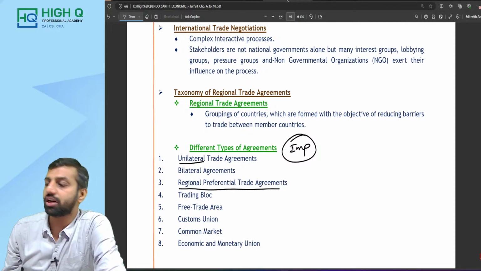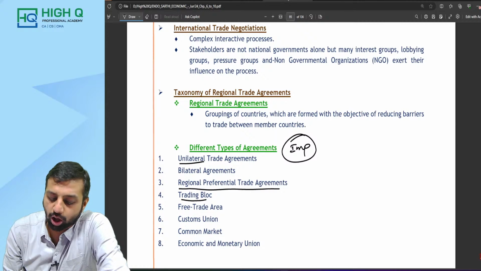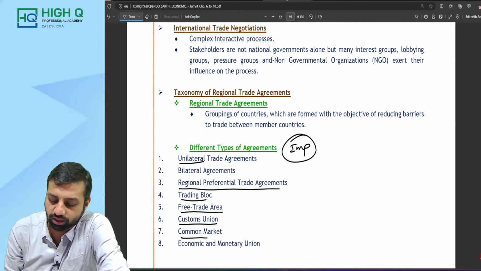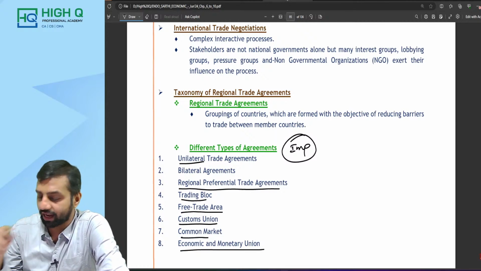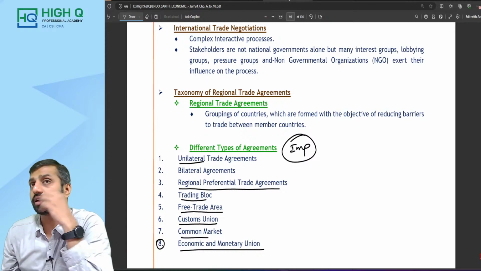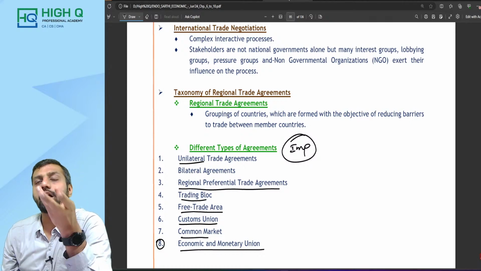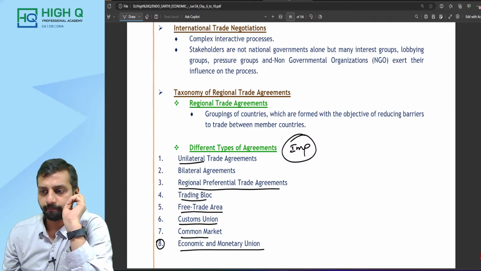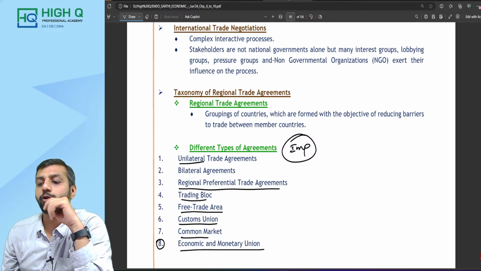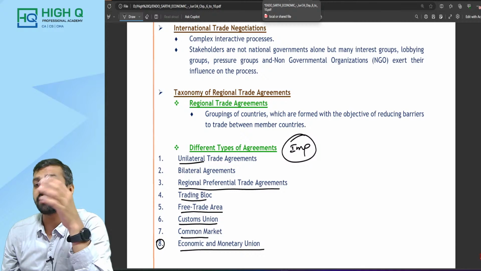Regional preferential trade agreement. There can be a trading bloc, free trade area, custom union, common market, economic and monetary union. Under economic and monetary union, the currency is the same. There is free inflow and outflow of labor and capital also. Factors of production can flow freely. Currency is same, central bank is also same.